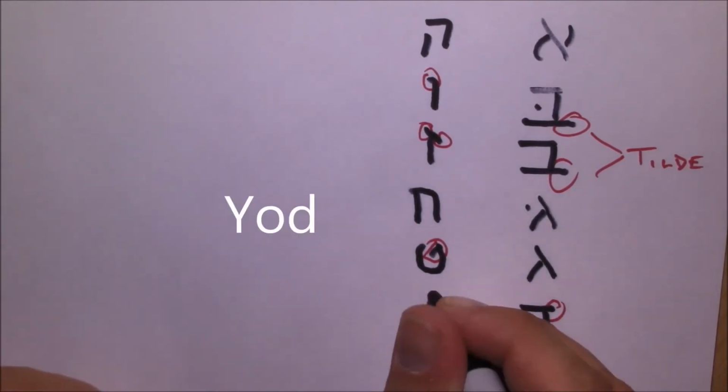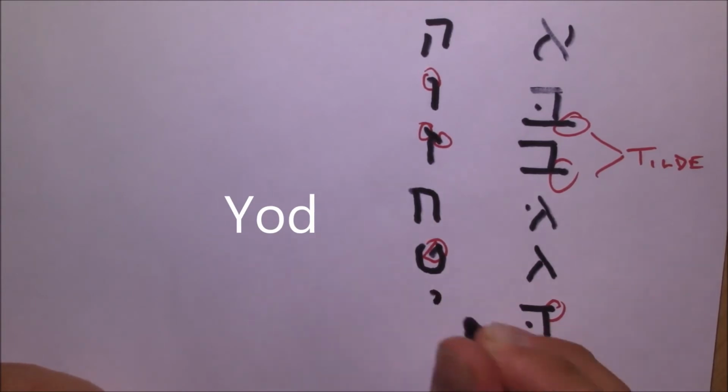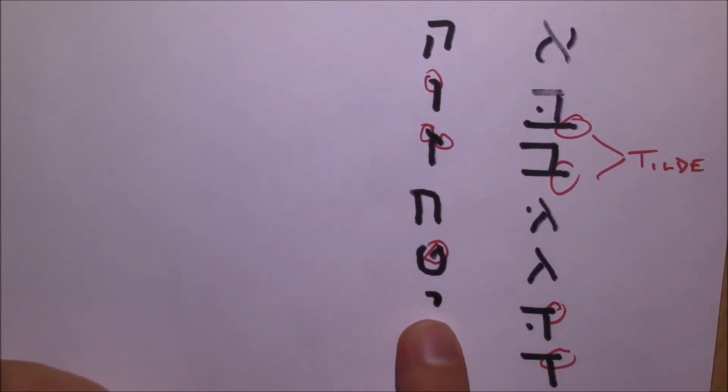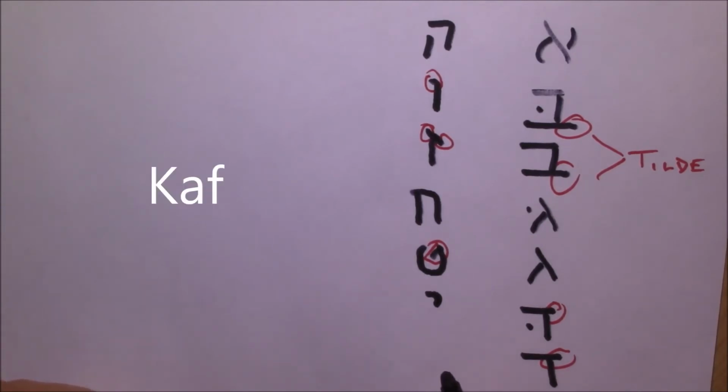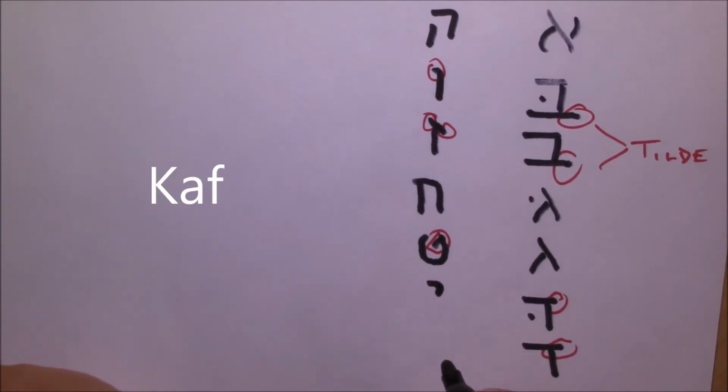After tet, we have yod, and yod is our smallest letter. It's easy to get left behind. Notice it's just a little, almost looks like an apostrophe. Yod is our Y sound. It can also function as a vowel carrier, just like Y in English can as well. Now after yod, we have a letter that takes on a couple of different forms, and that is Kaf.